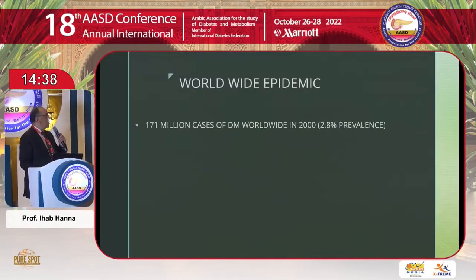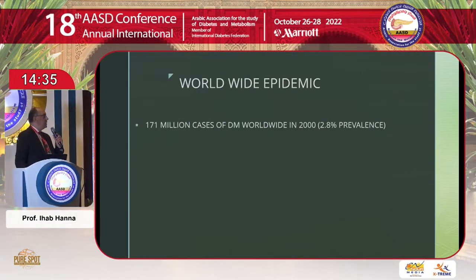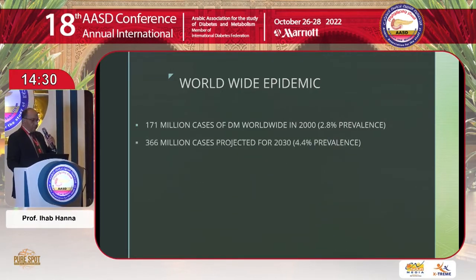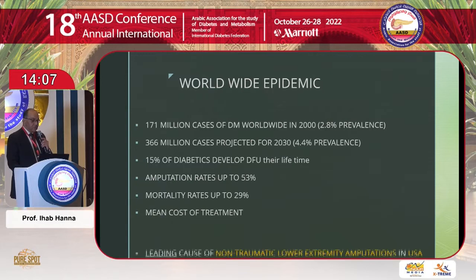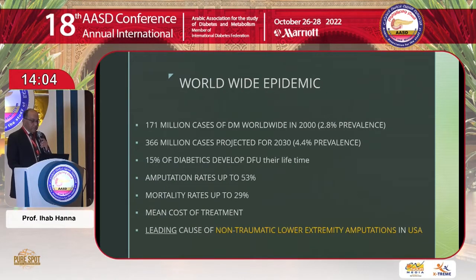As an introduction, we all know that we have almost over 171 million cases of diabetes worldwide. That was in 2000. And almost 366 million cases are projected to be diabetic by 2030. 15% of diabetics develop diabetic foot ulcers in a lifetime, and amputation rates are up to 53% among these people. Mortality rates are up to 29% when they develop diabetic foot. The mean cost of treatment is very high, and we have to consider it as the leading cause of non-traumatic lower extremity amputation in the USA.